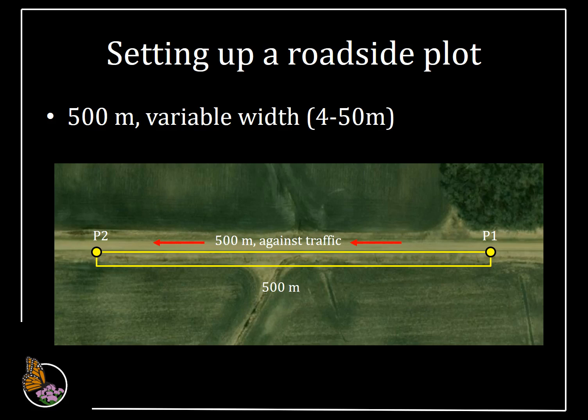If your roadside width is more than 50 meters, you should use a standard rectangle instead of a linear plot. In this case, see the monitoring plot setup for grasslands.